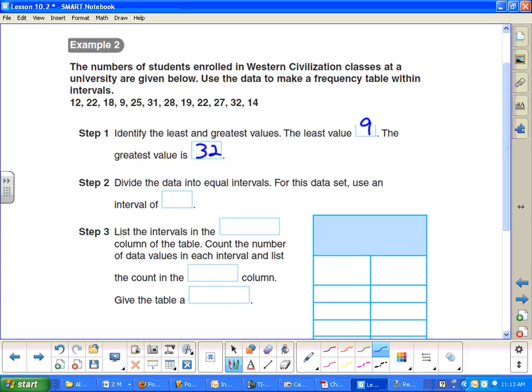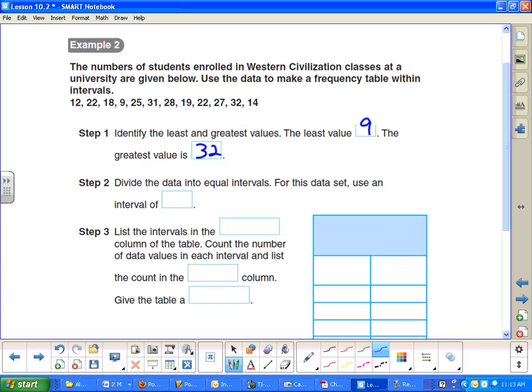23, right? Okay. Now, if I have 23 values between 9 and 32, what would be a nice even number to divide that up into? If we divide by 3s, 23 divided by 3 is about 8, right? 24 divided by 3 is 8. So 23 divided by 3 would be pretty close to 8. So do we want 8 different intervals that we're going to be working with? Or should I have fewer than that?